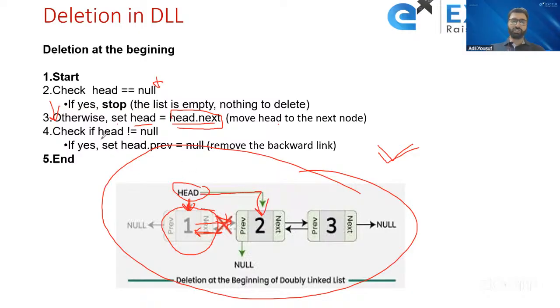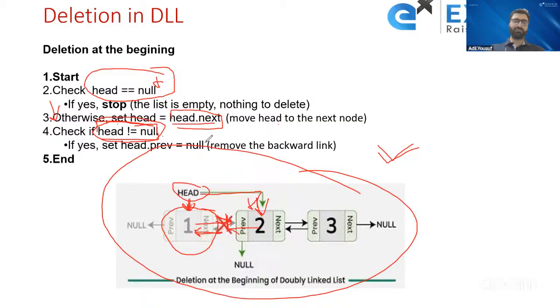And we have to also check if head is not equal to null. So what does this mean if head is not equal to null? Can anyone see here? Head was null, first node. Head not equal to null, so it is not the first node. So at that time, I will simply set head dot previous is equal to null. So whosoever has become a new head, set the previous of that node equal to null.